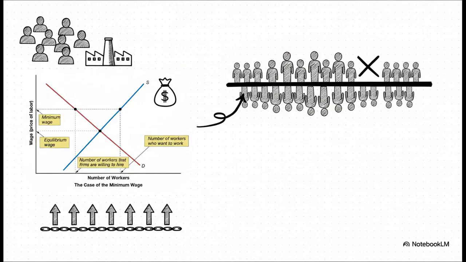And the most famous, most talked about price floor is, without a doubt, the minimum wage. In this case, the product is labor. We, the workers, are the suppliers, and companies are the ones who demand our labor.